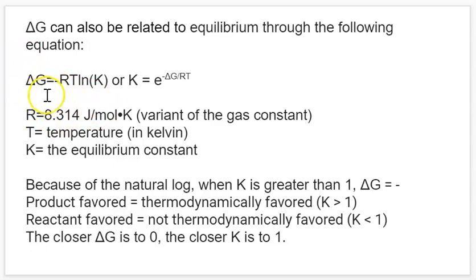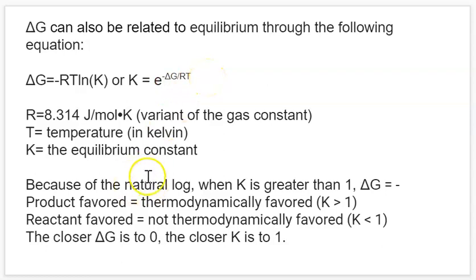We have delta G equals negative RT ln K, where K is our equilibrium constant, T is our temperature in Kelvin, and R is sort of a variant of the gas constant. It's also sort of an energy constant, but it's 8.314 joules per mole per degree Kelvin. So this way we can solve for the delta G of a reaction if we know the K for the equilibrium. We can also do it the other way around: if we use some algebra to rearrange this, K is equal to e to the negative delta G over RT power.